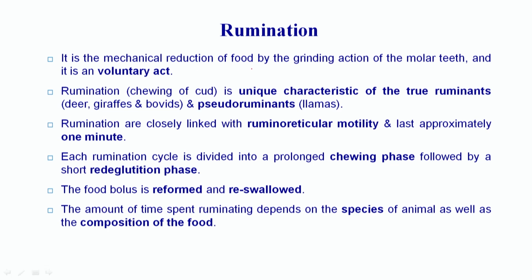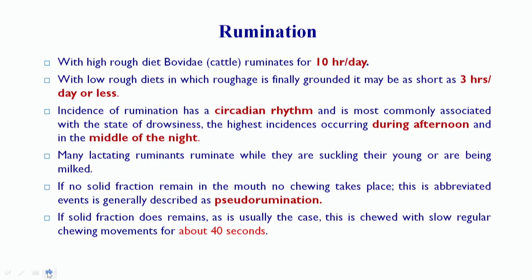Rumination is a mechanical reduction of the food by the grinding action of the molar teeth, and it is a voluntary act. It has a circadian rhythm. Ruminants will normally ruminate during the late night or late evening, or some animals will ruminate while they are suckling. If the food has more fiber, they will ruminate for longer hours, and if the food is ground to a very small size, rumination will be very brief. Normally they ruminate for around 8 to 10 hours a day.